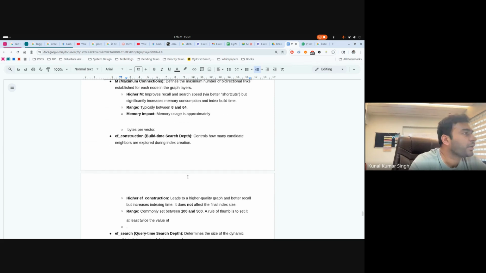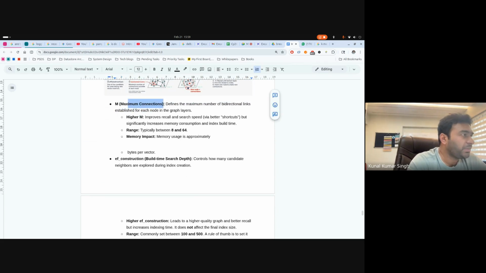So M is the maximum connections, right? So this is one node. How many times will one node be connected at most, to 3 nodes or 5 nodes or 10 nodes? So this defines the maximum number of bidirectional links established for each node in the graph layer. Higher M improves the recall and search speed via better shortcuts, but significantly increases memory consumption and index build time, right? So this you can understand.